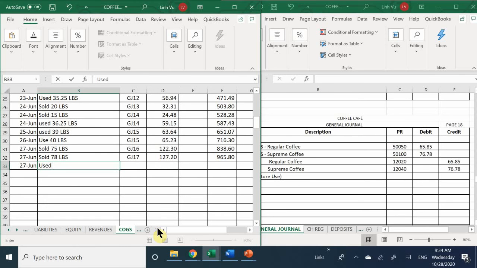General Journal 18. And for this, we're going to debit 65.85. Debit 65.85. And the new total is 1031.66.